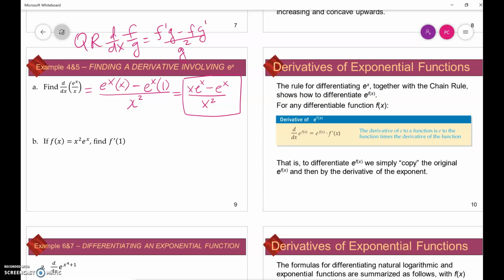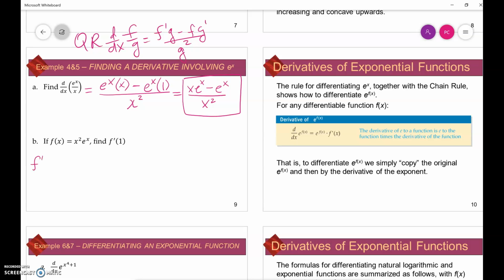On the second one, on b, I have f of x is equal to x squared times e to the x. And we need to find f prime of 1, right? Anytime you want to find f prime of a number, you have to first find f prime. So that's the first thing that we're going to do.